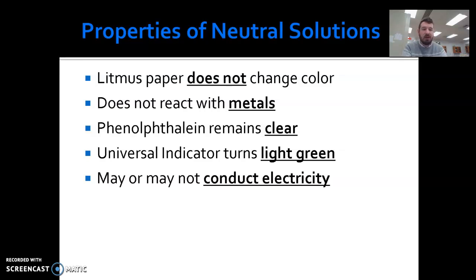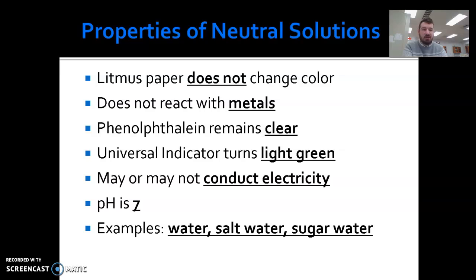We know from our lab that pure water did not conduct electricity, but when we dissolved salt in water, it did. When we dissolved sugar in water, it didn't. So we have some conflicting results there. The pH of a neutral solution is always going to be 7. And some examples would be water, salt water, and sugar water.